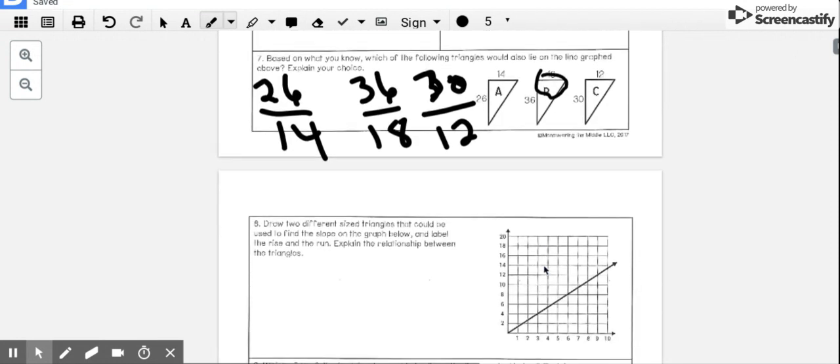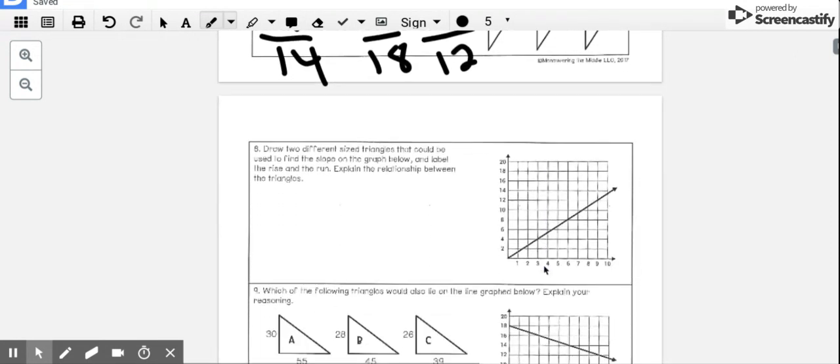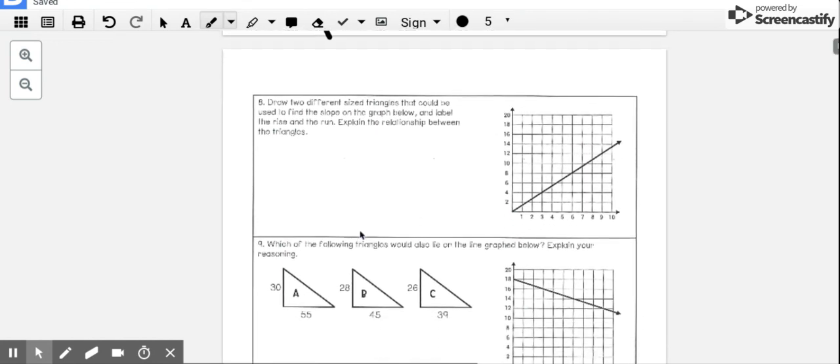Number 8 is on the back page. So now it says draw 2 different sized triangles that could be used to find the slope on the graph below. And then I want you to label the rise over run. And since it's on the same line, they should have the same slope. So you go ahead and draw those, and we will check those tomorrow. And go ahead and write down the slope.